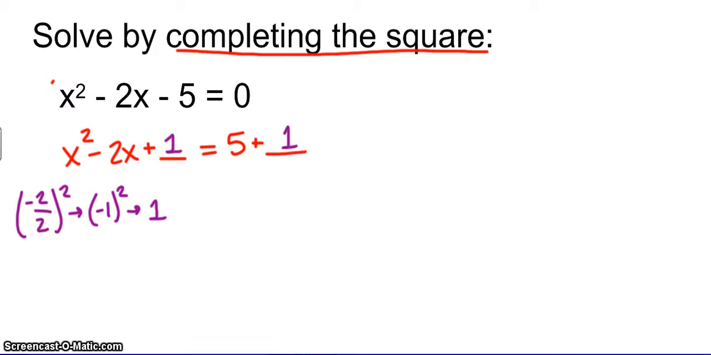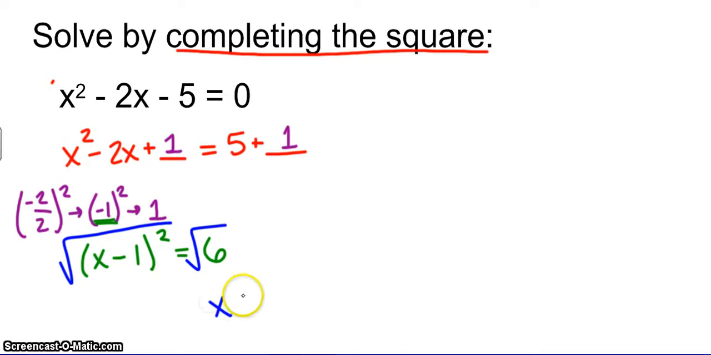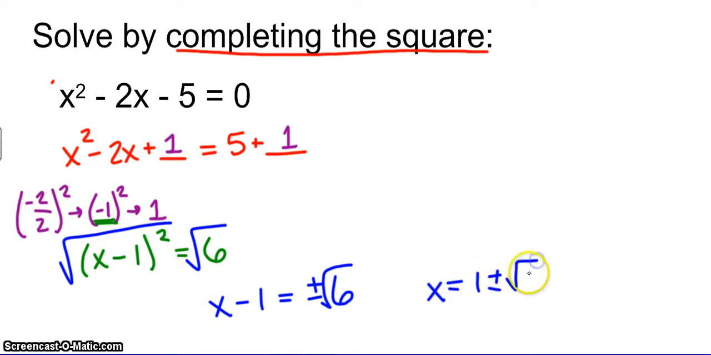Step 4 says write as a perfect square trinomial. So this part right here, if you go back and you try to factor it, you're going to notice that this ends up being x minus 1 squared. Because this number right here, before you squared it, is what goes in this location in the binomial. And then this is all equal to 6. Now we can extract our square root. So take the square root of both sides. x minus 1 will be equal to plus or minus root 6. Root 6 isn't going to simplify, so we just get x equals 1 plus or minus root 6.